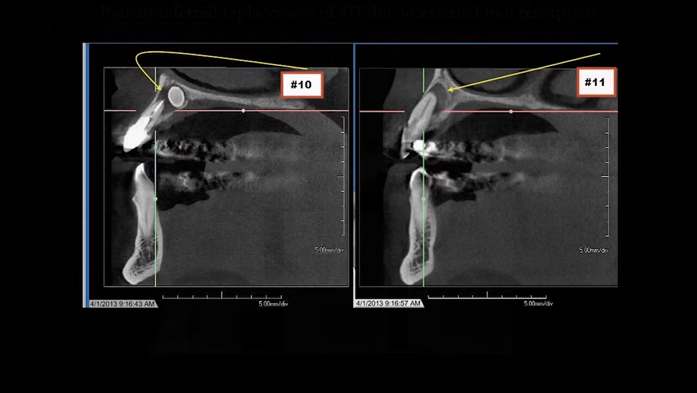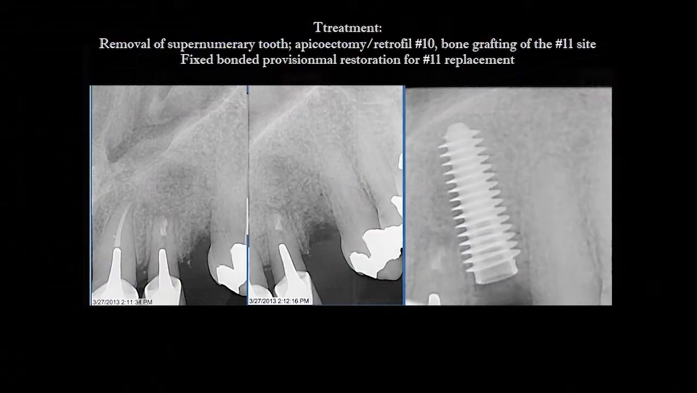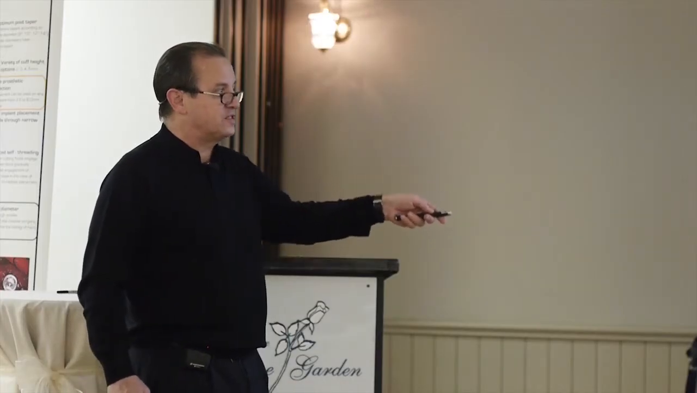So what we wound up doing is opening this area up, taking out the supernumerary tooth, apicoectomy, bone graft, temporize, bonded temporary. And then after 6 months, this implant right here. And in an area with a huge graft, this thing engages peripheral bones so well that when we put this in, it's just as tight as a drum.